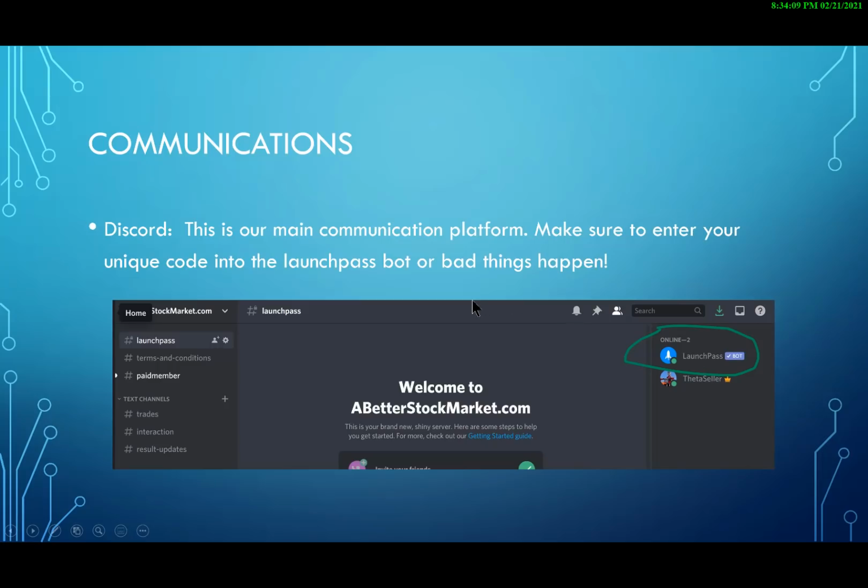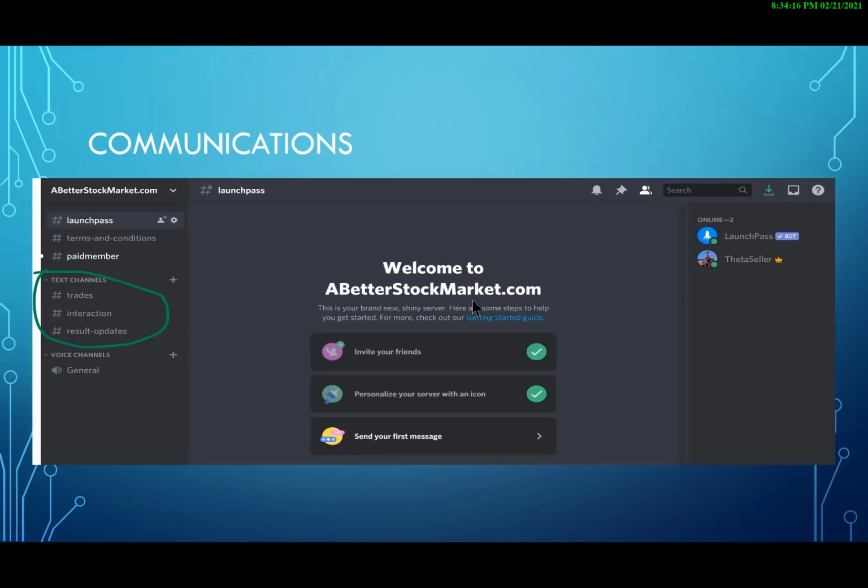So make sure you put your code in there, okay? Otherwise, bad things are going to happen, okay? So make sure that you put your information in there. It is the place that we are going to communicate the most, all right? Now, there are 3 channels inside of the Discord chat room.